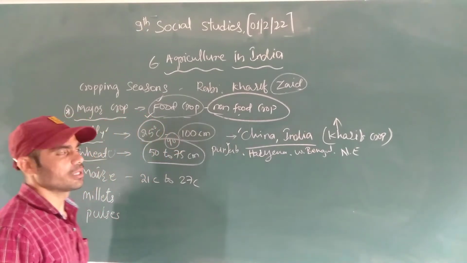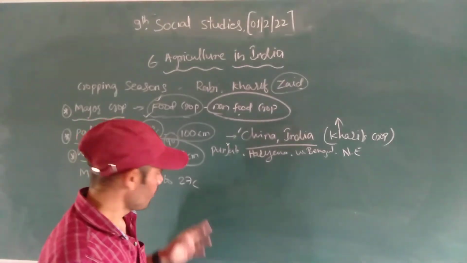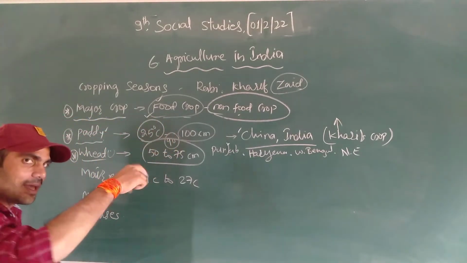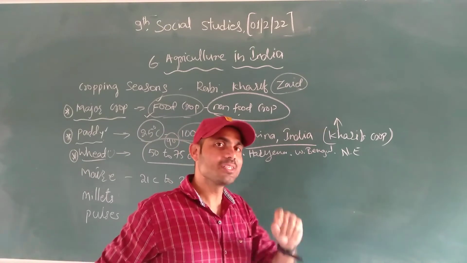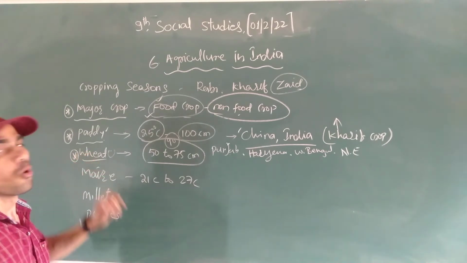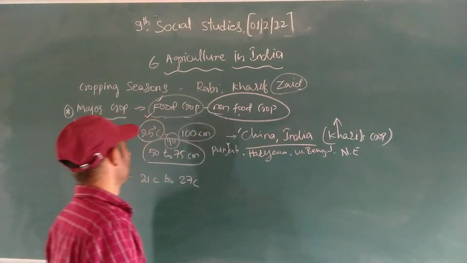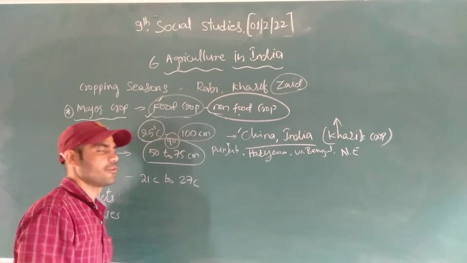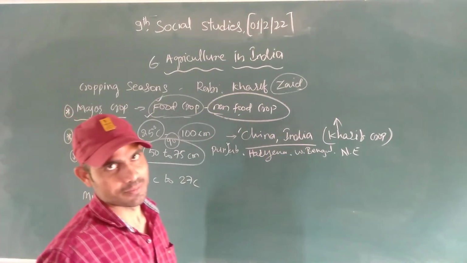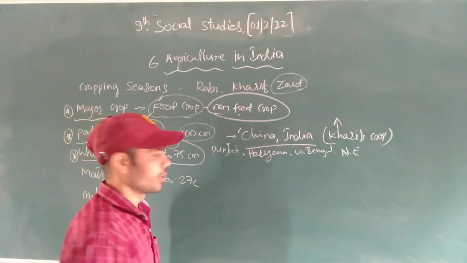Wheat is produced in Haryana, UP and Bihar, in the Indo-Gangetic plain, where wheat production is easy. To produce wheat, you need 50 to 75 centimeters of annual rainfall. And wheat must be grown in black soil; it is not suitable for growing in other soil.